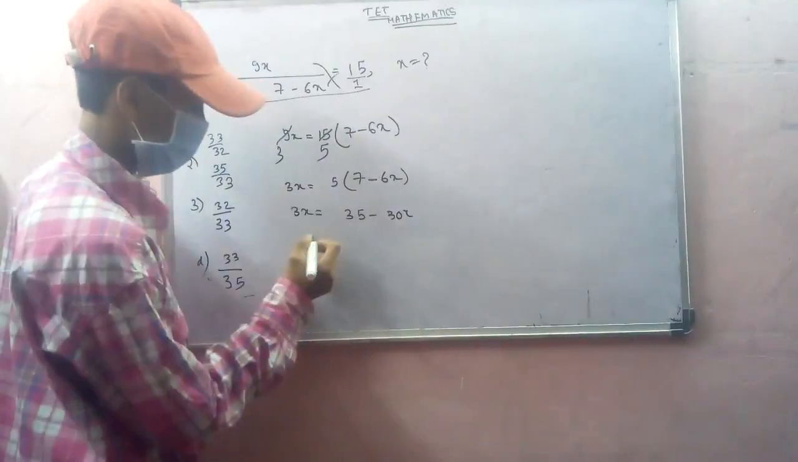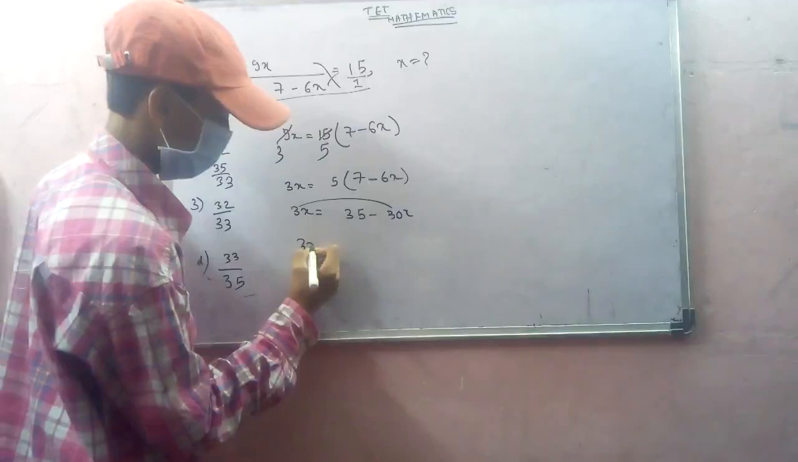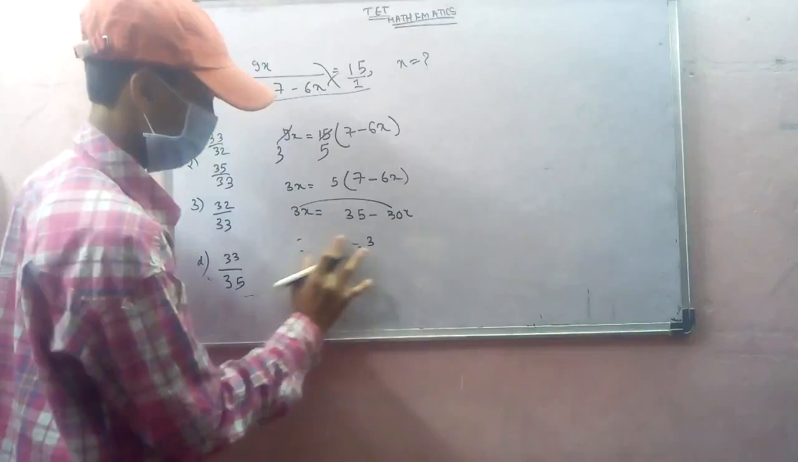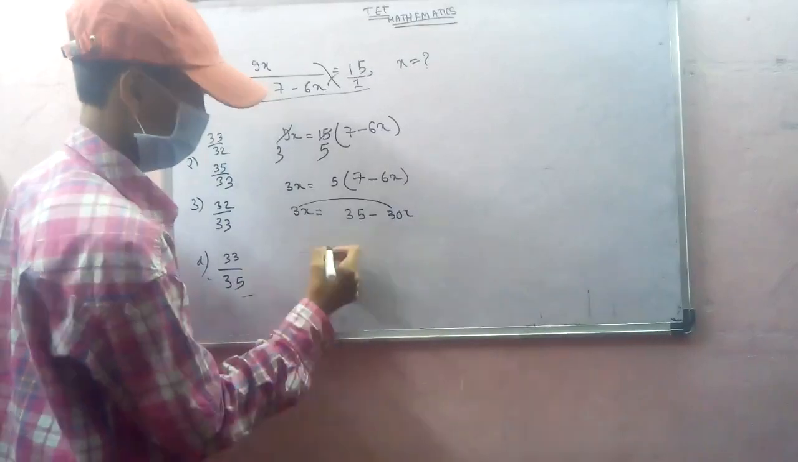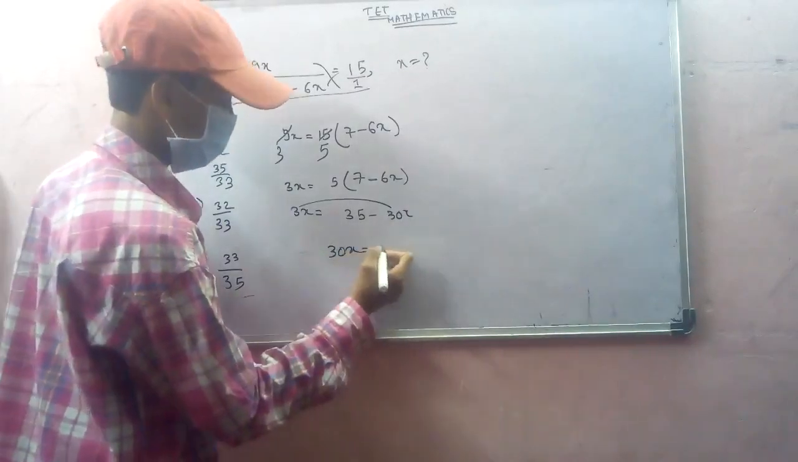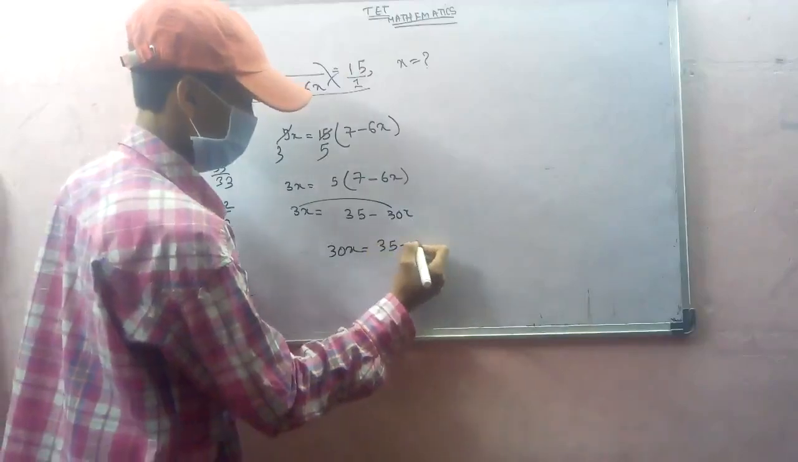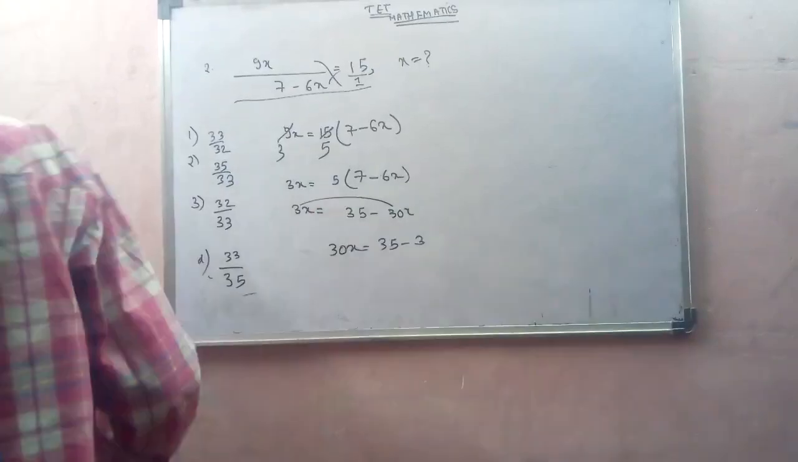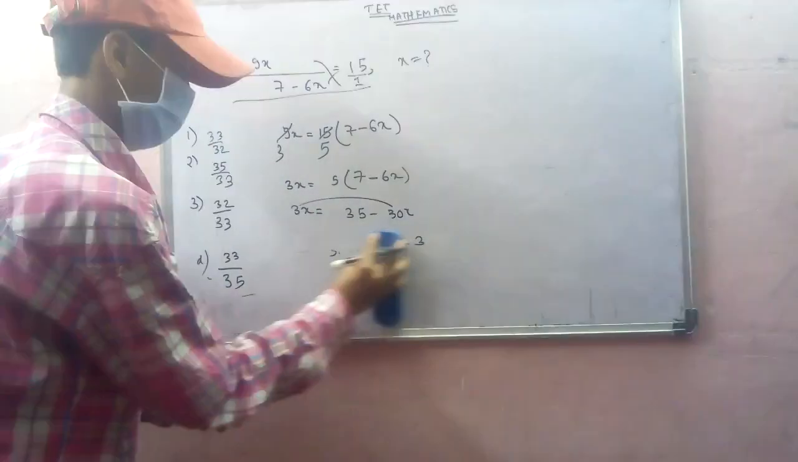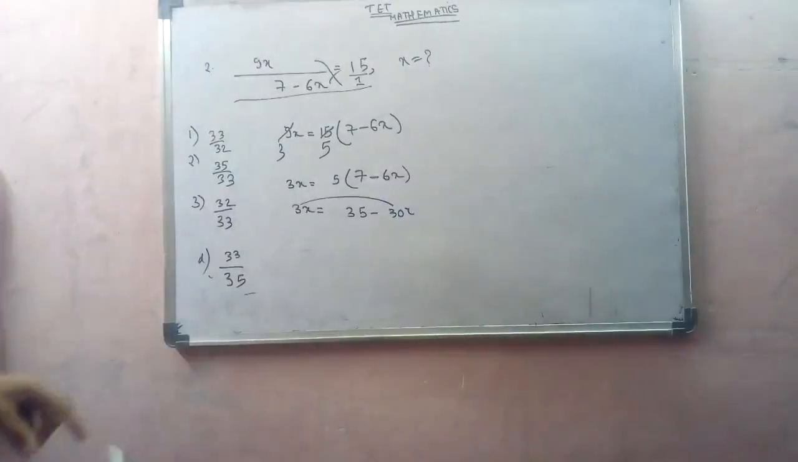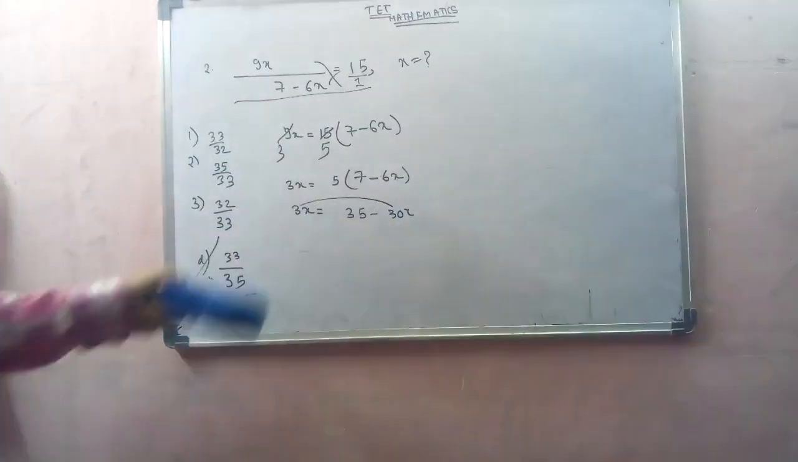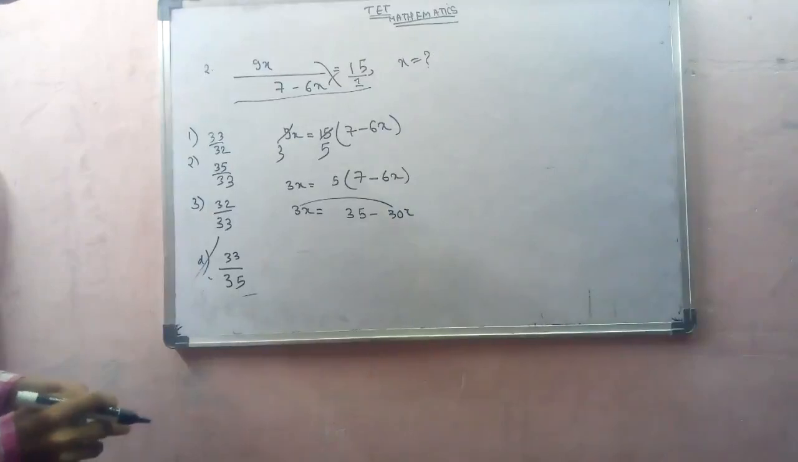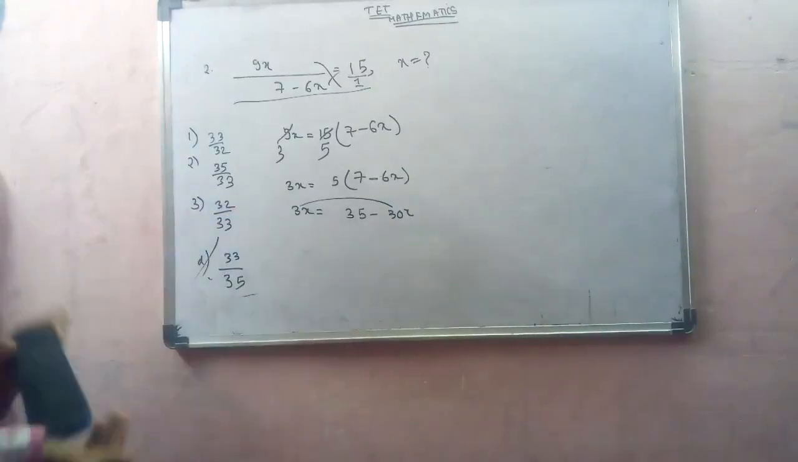Now see here, if we transpose, it means 3x plus 30x equal to 35. So 33x equal to 35. If you solve this, you will get the answer 33 by 35. Yes, correct. 33 by 35 is the answer. Okay.